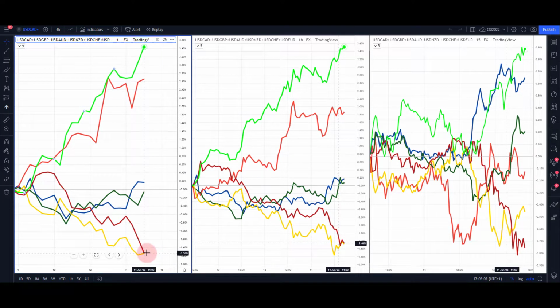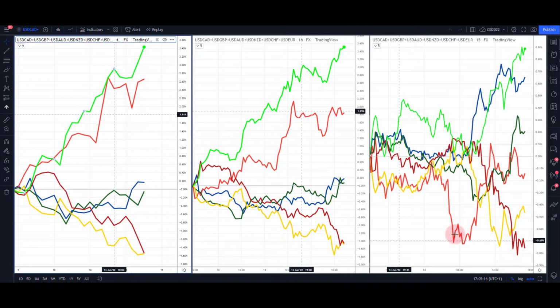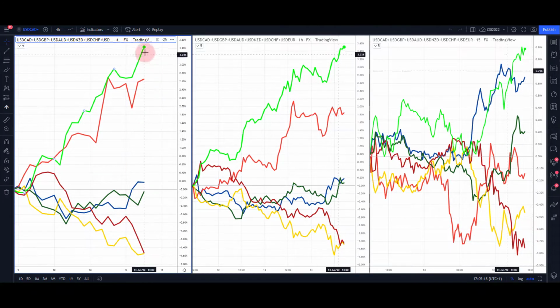And quickly looking at this setup at the moment, we've got the pound and the Aussie really weak in all time frames. We've got the US and the Japanese pretty strong, but the Japanese has gone a bit more neutral in the short time frame.